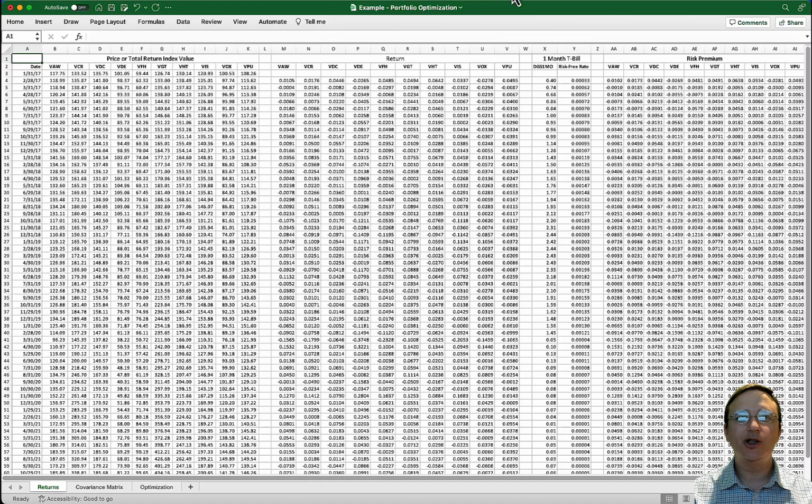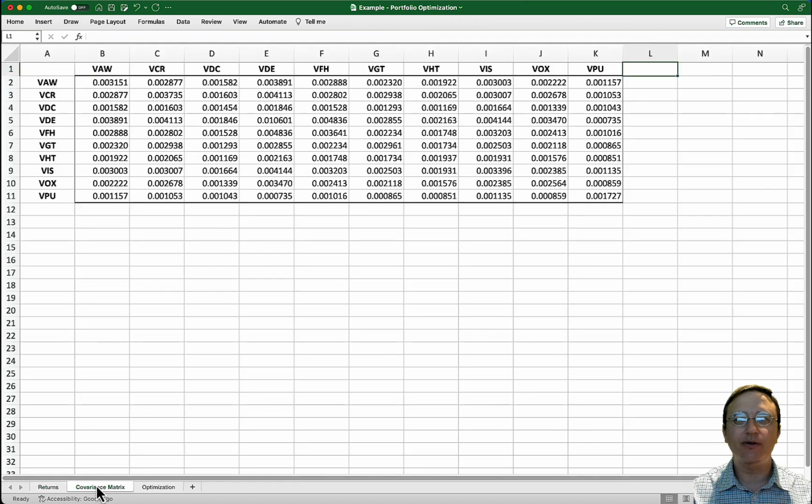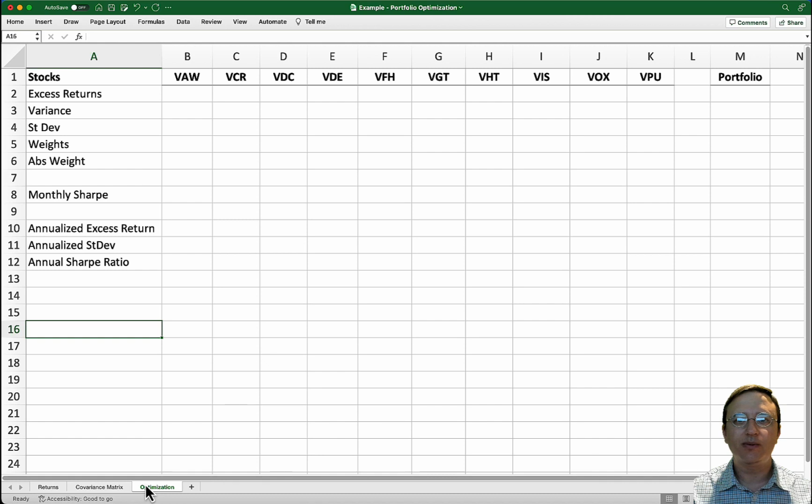My name is Dr. Rush, and this is Mean Variance Portfolio Optimization in Excel. In this example, you will need the analysis and solver add-ins installed. You should already have a time series of excess returns and the covariance matrix calculated from this data. Refer to my earlier videos if you need help.